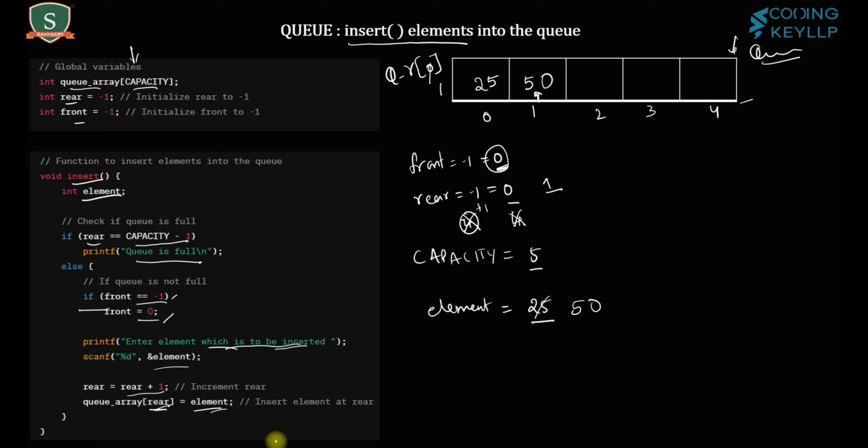Next, again if someone tries to insert an element inside this array, we call this method insert element. Then rear is equal to capacity minus 1.